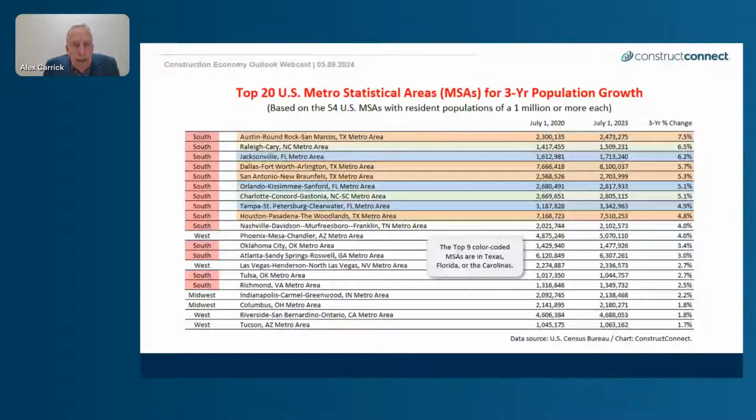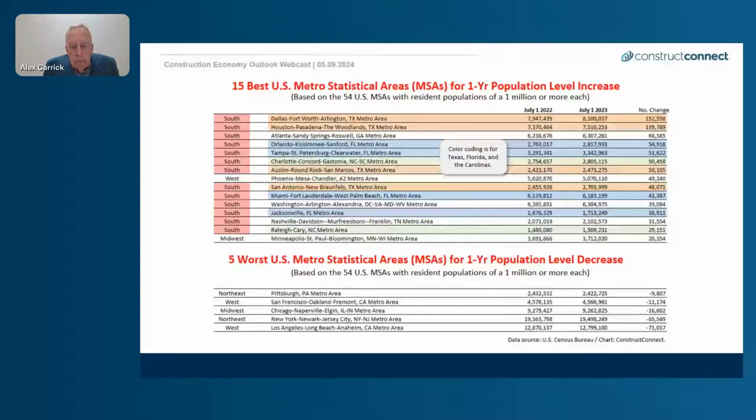And looking at the level, the increase in level of population, it's the same thing. There's 15 top cities, and 13 of them are shaded for being in the South. And Phoenix is in the South, so I know it says West there. But 14 of the 15 fastest one-year increases, this is the level of population, are in the South. And again, you can see how dominant Texas, Florida, and the Carolinas are.